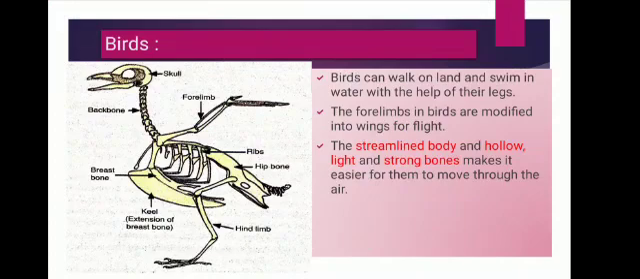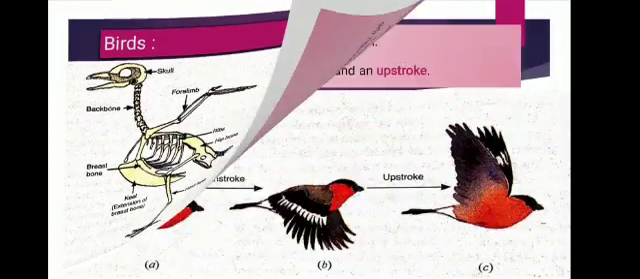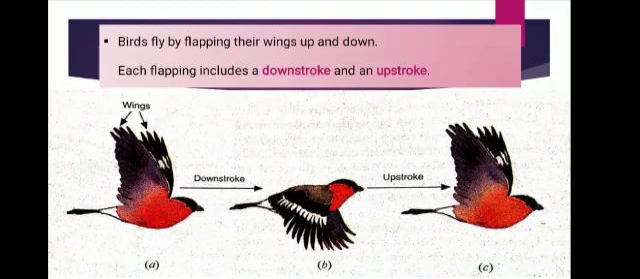We will now describe how a bird actually flies. Birds fly by a constant flapping up and down movement. It is called flapping. A constant flapping of their wings. See in diagram ABC, 3 are shown. First two show the downstroke and the third one shows the upstroke.